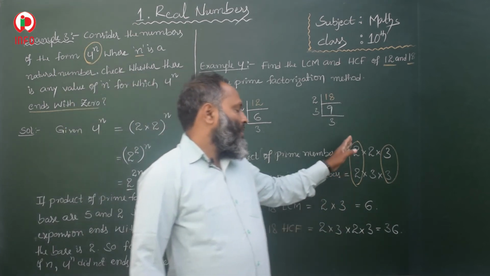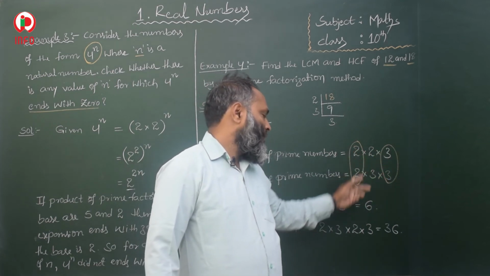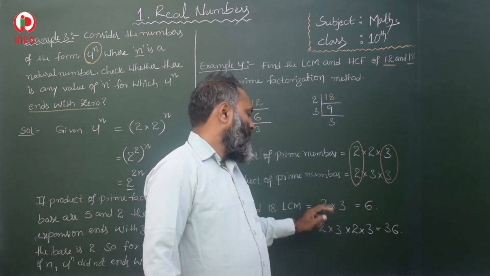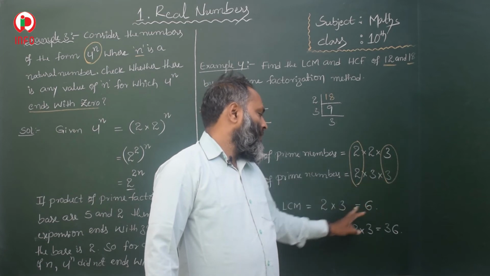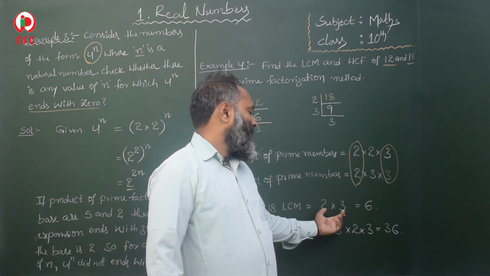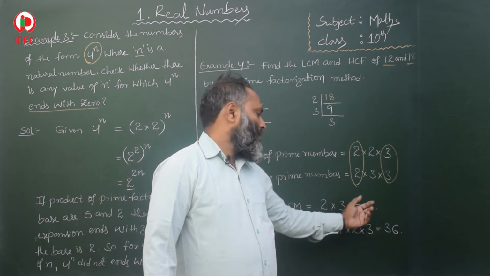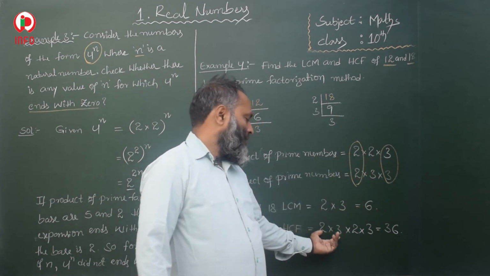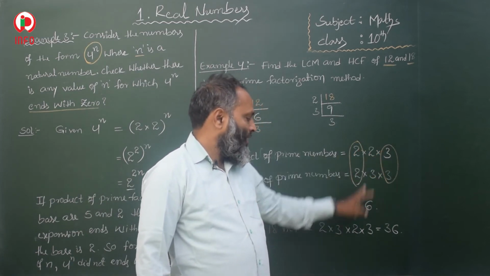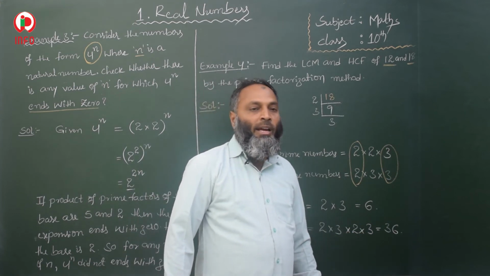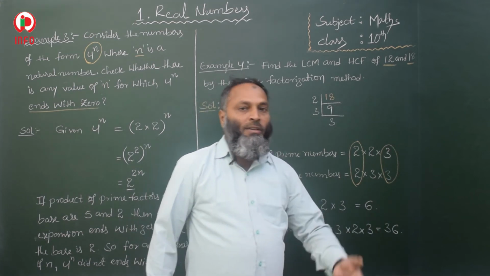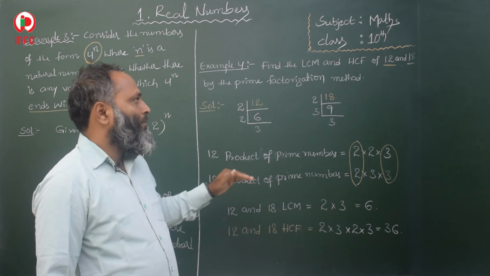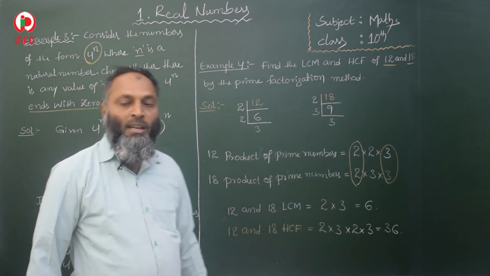In the LCM, whatever numbers are common, we take them one time and find the product. Here 2 and 2 are common, so we write 2 once. 3 and 3 are common, so we write 3 once and find the product: 2 into 3, 2 threes are 6, that is your LCM. And for the HCF, again whatever is common we write, and whatever numbers are left, we also include them, and find the product of all. Whatever product comes, that is your HCF. This is the method to find the LCM and HCF using the prime factorization method.